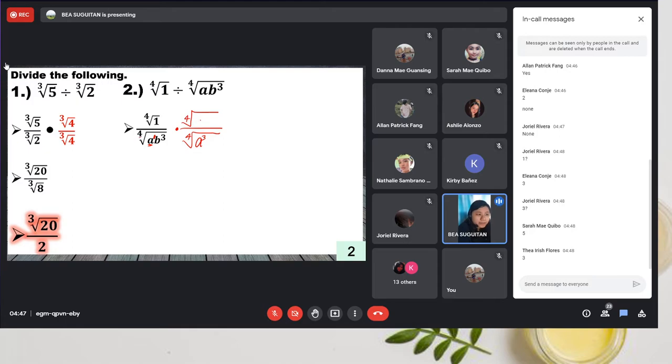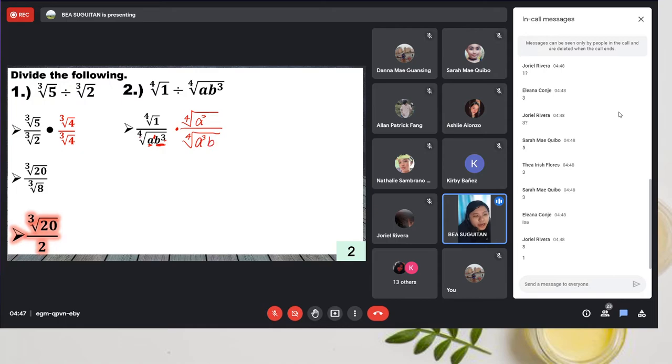Ganyan lang siya, mga anak. Mas madali pag naka-letters. Kasi ganyan lang ang gagawin nyo. Next, for our B. Ilan ang B natin? 3. Ilan pa ang kailangan natin para maging 4? Isa. Therefore, you are going to write B raised to 1 or simply B right here.